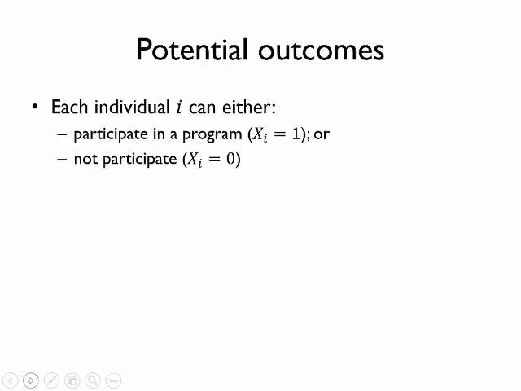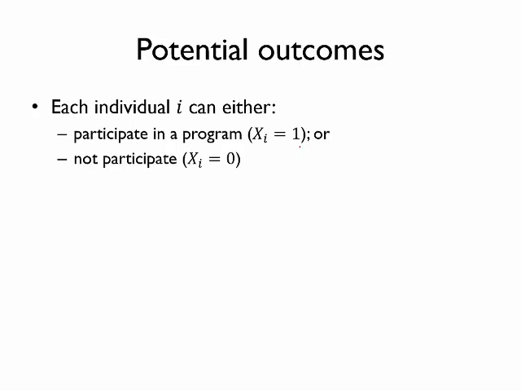To further dig into this, we're going to use a framework called potential outcomes. We say that an individual i can either participate in a program or not participate. In the example we just talked about, think of x_i as a treatment indicator. x_i equals 1 if an individual was part of an online class. x_i equals 0 if the individual was part of an in-person class.